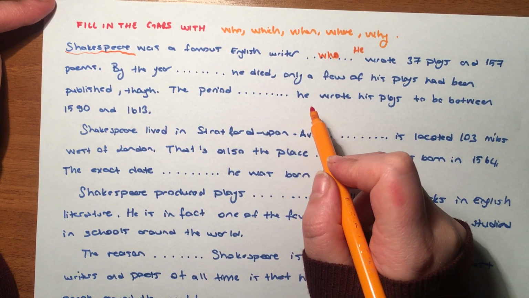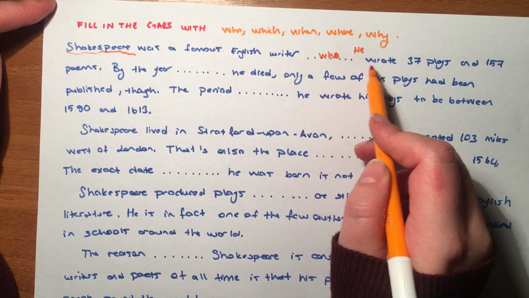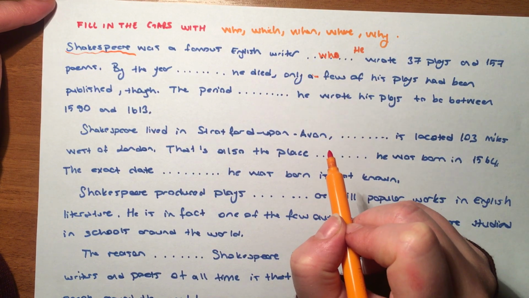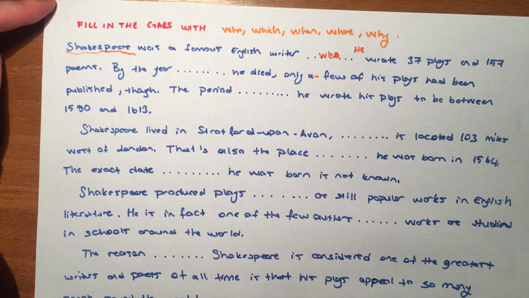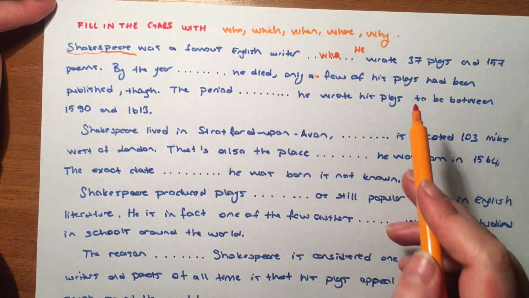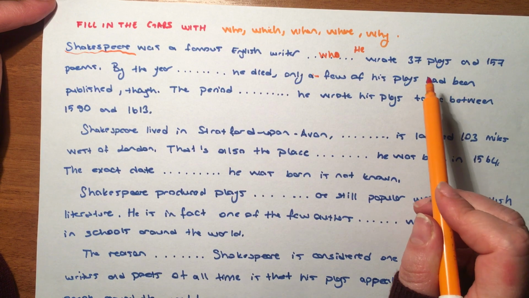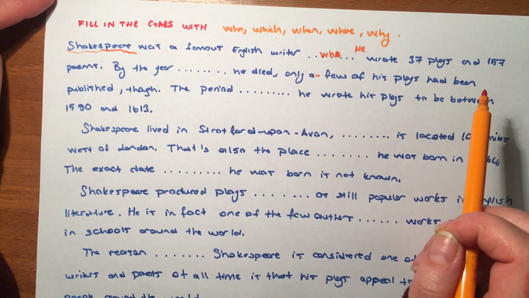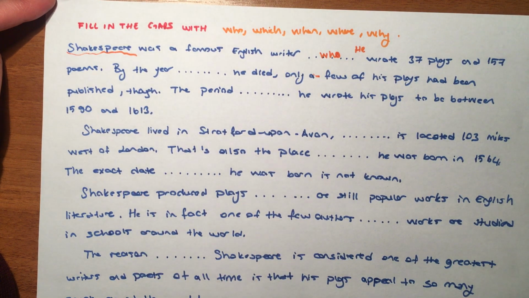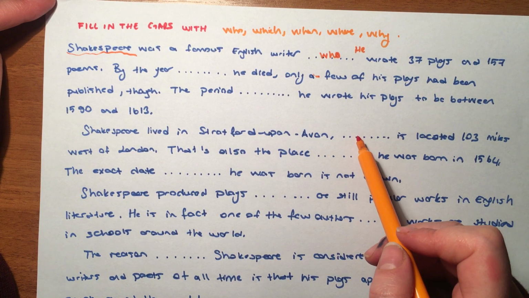Arkadaşlar bu cümlede Shakespeare'e atıfta bulunduğumuz için aslında ikinci cümlede he yerine who kullanmamız gerekiyor, biliyorsunuz ki. Shakespeare ünlü bir İngiliz yazardır. O 37 oyun ve 157 şiir yazdı. Yani relative clause sayesinde ne yapıyoruz? 37 oyun ve 157 şiir yazan ünlü bir İngiliz yazardır demiş olduk relative clause sayesinde.